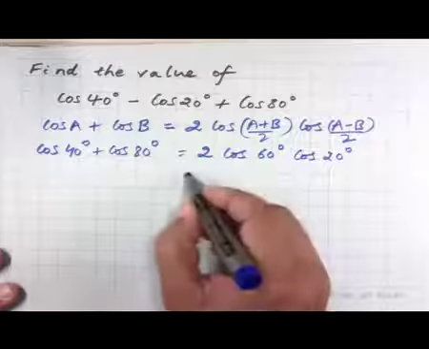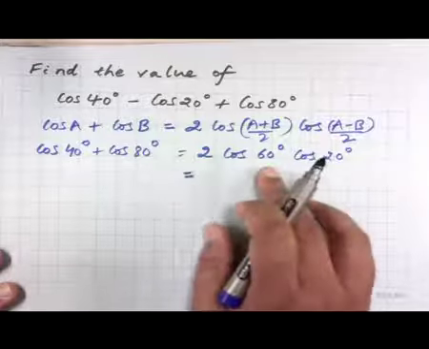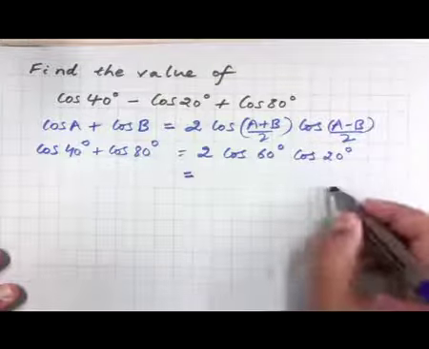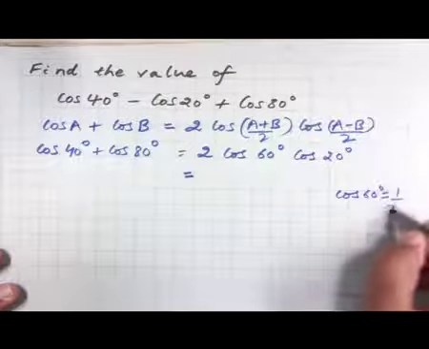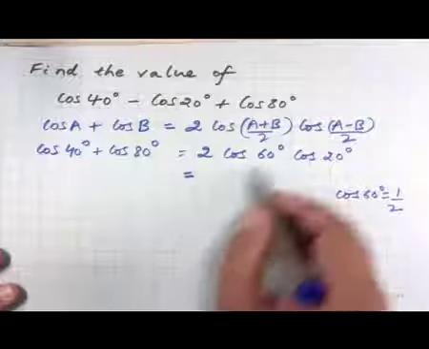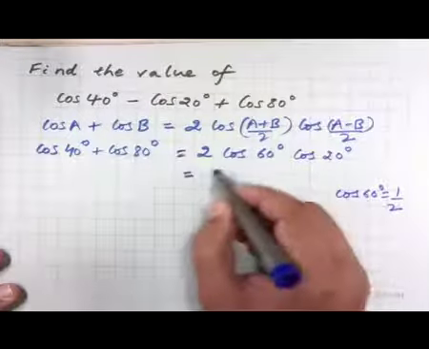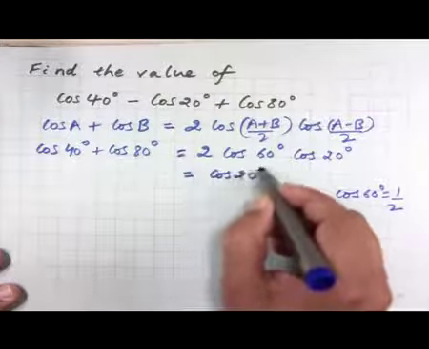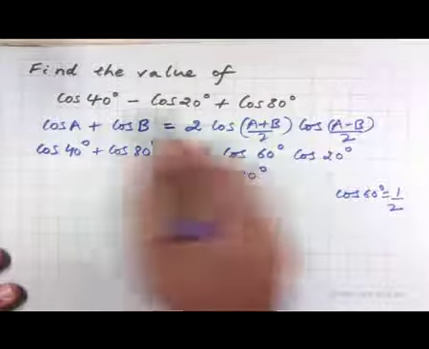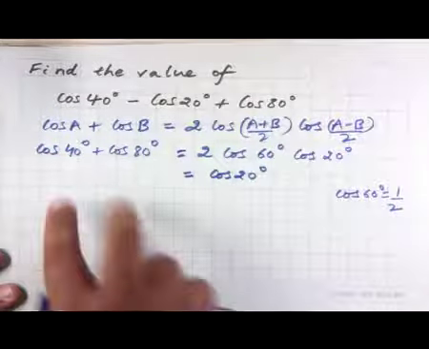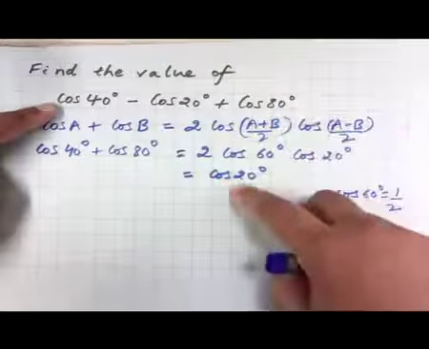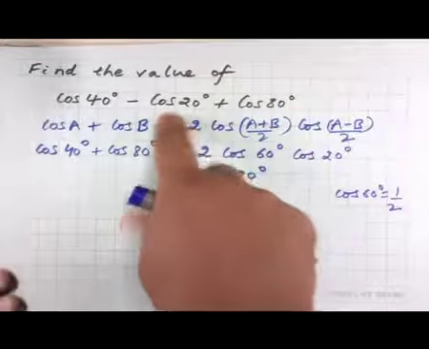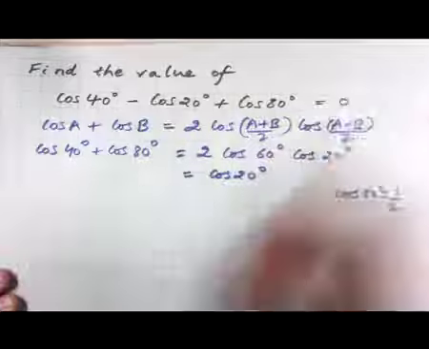So, this becomes equal to, now cos 60 degrees, we know that cos of 60 degrees is equal to half. So, putting it here, we get this to be equal to cos of 20 degrees, and then the final expression is obviously 0, because the sum of cos 40 and cos 80 is cos 20, and we are subtracting cos 20 here. So, the final answer is 0.